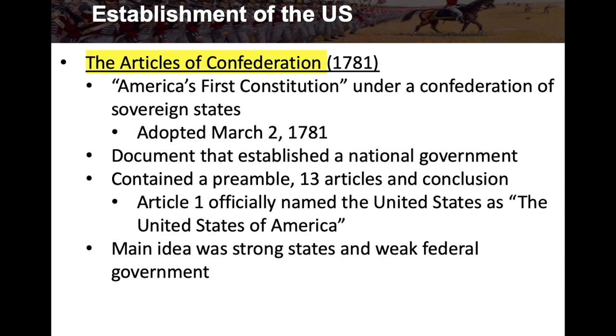The main idea of the Articles of Confederation was strong states and a weak federal government. So the idea was that instead of having one federal government in charge of all these states that is very strong and powerful and can boss these states around, it would be more strong states with states' rights, states governing themselves, but together under a weaker federal government structure.